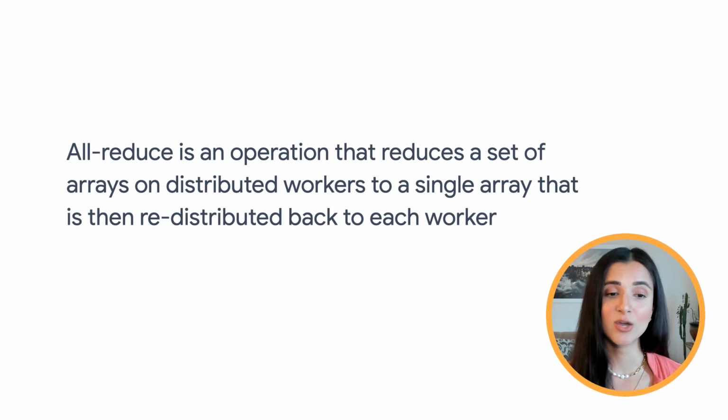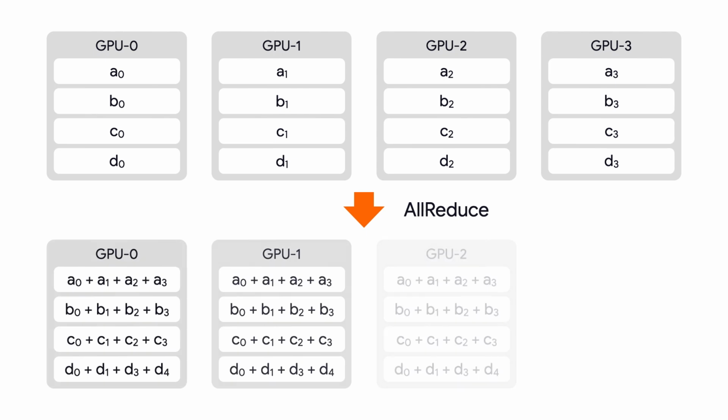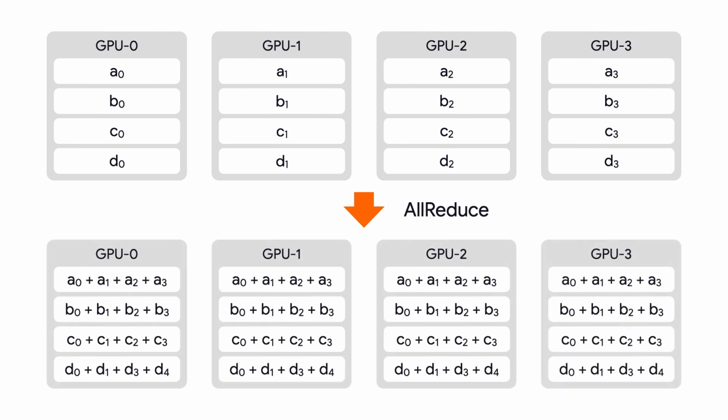In distributed training, we call this reduction from multiple sets of gradients to one set of gradients an all-reduce. And a more formal way of saying this is that an all-reduce is an operation that reduces a set of arrays on distributed workers to a single array that is then redistributed back to each worker. The diagram here shows 4 GPU workers. Before the all-reduce operation, each GPU has an array of gradients that were calculated on its batch of training data. So the A, B, C, D here just refer to the calculated gradients.